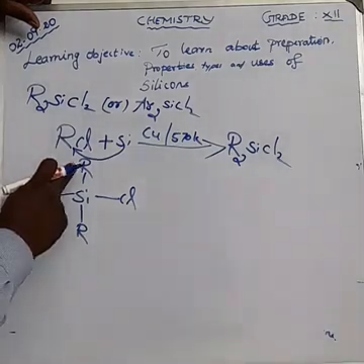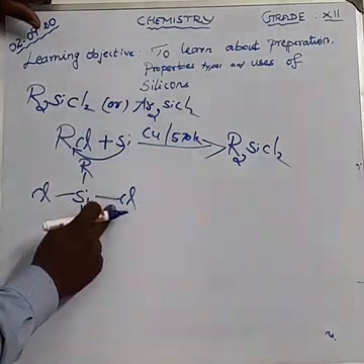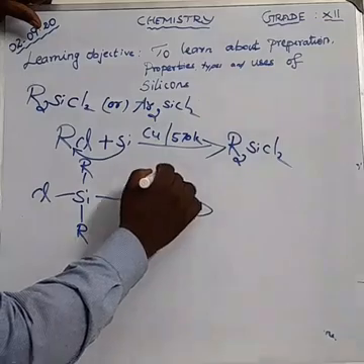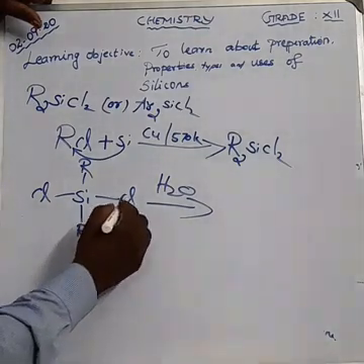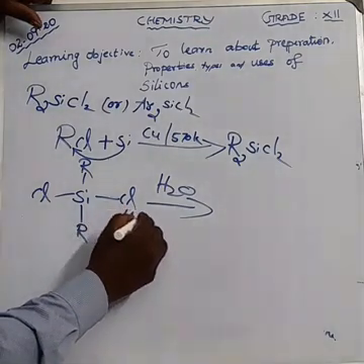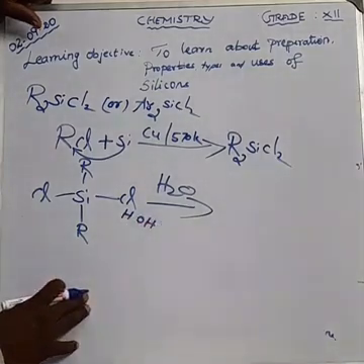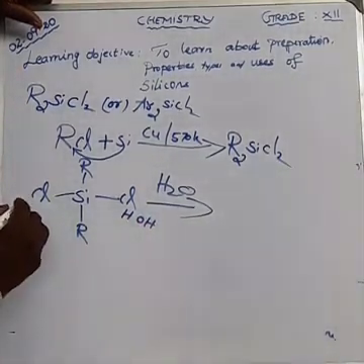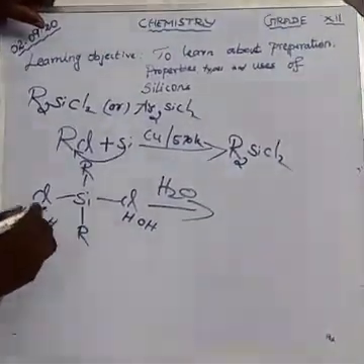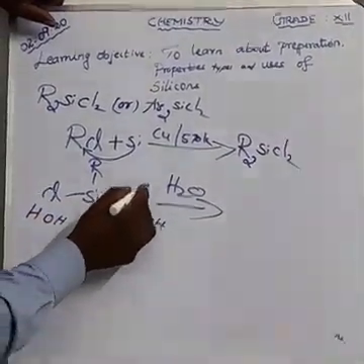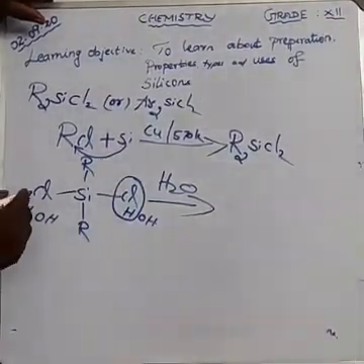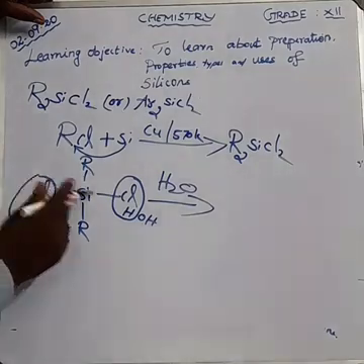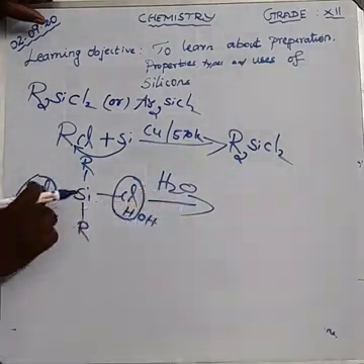Dialkyl dichlorosilane, R2SiCl2, on heating, reacts with water, H2O. Here we are adding water. Water can be written as HOH, and here also, water can be written as HOH. Thus, hydrogen and chlorine react to form HCl, and the OH will be attached here.